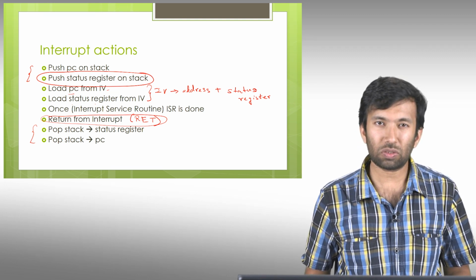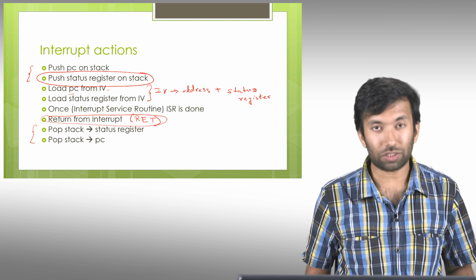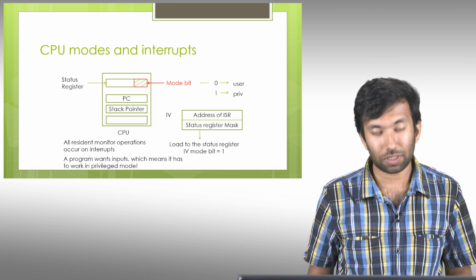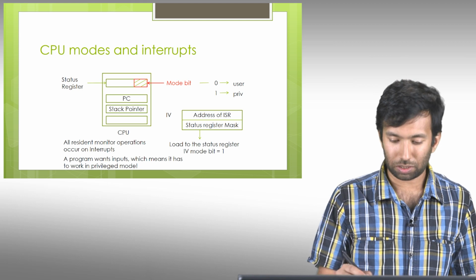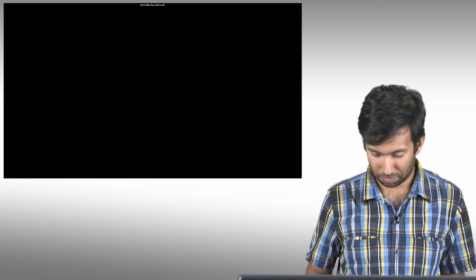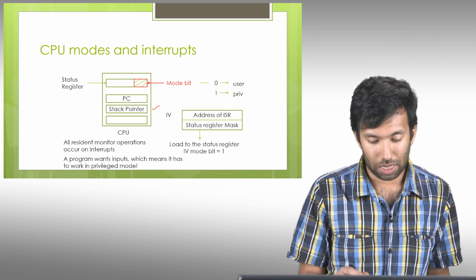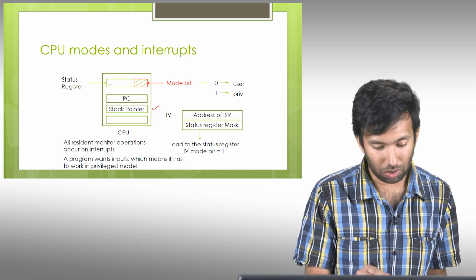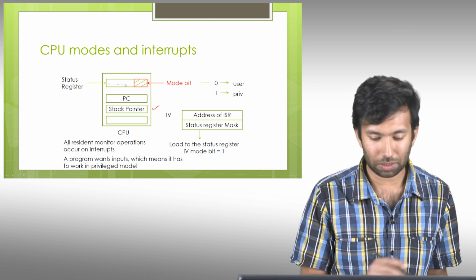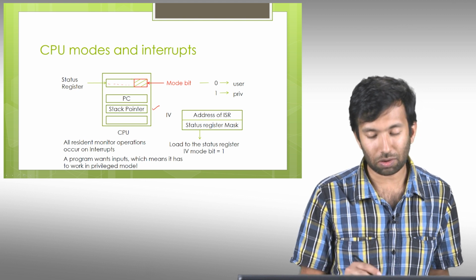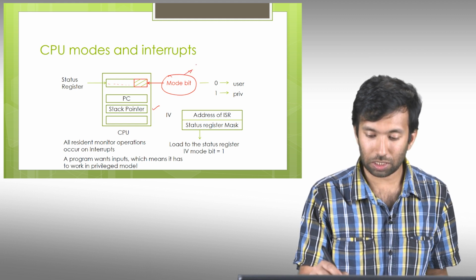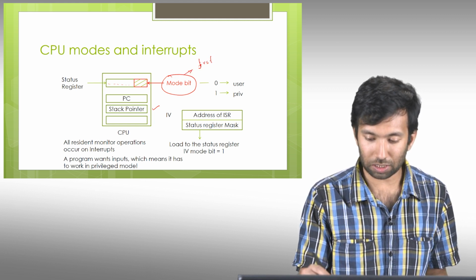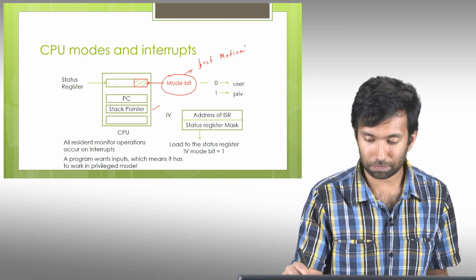Now, let us get into more details of the status register of an interrupt service routine. So, this is the status register. The status register has a lot of things. It has the stack pointer. It has a lot of other bits, but there is one important bit called the mode bit. We will see that this mode bit helps us in the first motivating factor of operating systems.